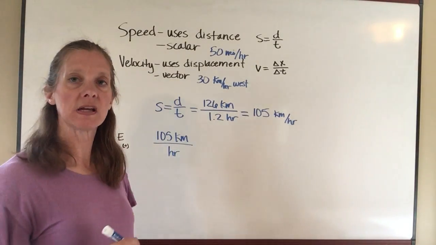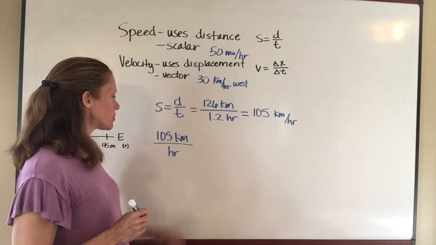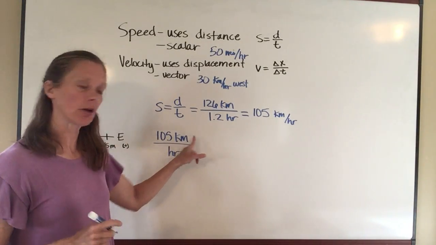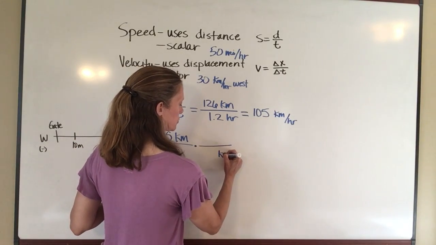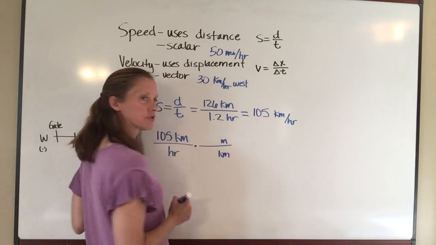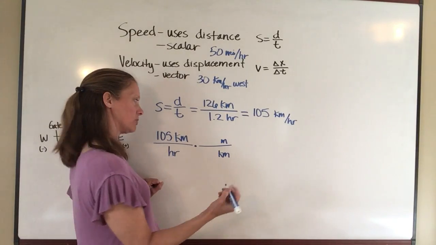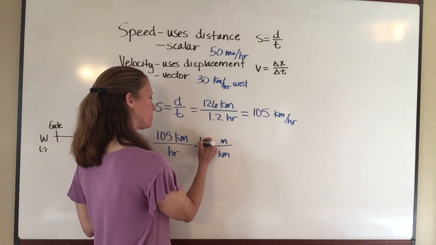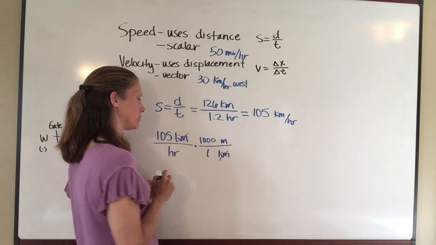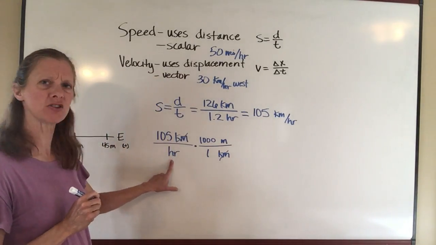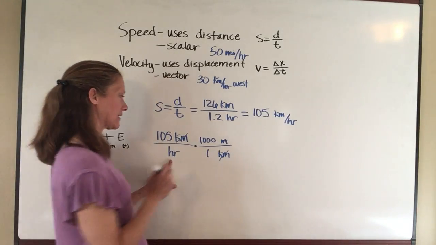Now it asks for it in meters per second. So first thing I'm going to do is I'm going to change kilometers to meters. And so that means kilometers has to go on the bottom and meters has to go on the top. The relationship you're supposed to have memorized is that 1 kilometer is the same as 1,000 meters. So kilometers cancels out. Now I need to change hours to seconds.